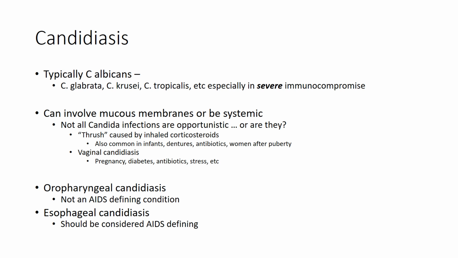And then when it comes to vaginal candidiasis, a number of things that are also considered immune suppressants could play a role, including pregnancy, uncontrolled diabetes, stress, and the use of antibiotics. The two that we're going to talk mostly about are oropharyngeal candidiasis and esophageal candidiasis. The only difference is where in the GI system they are, systemic or symptomatic. And what I want you to understand is that oropharyngeal candidiasis and vaginal candidiasis are not AIDS-defining conditions.